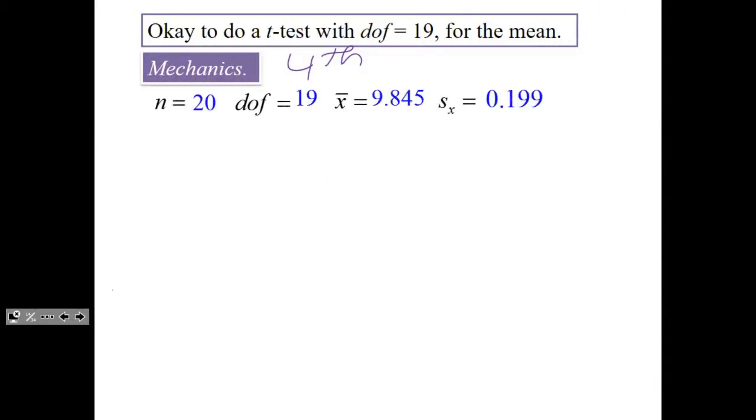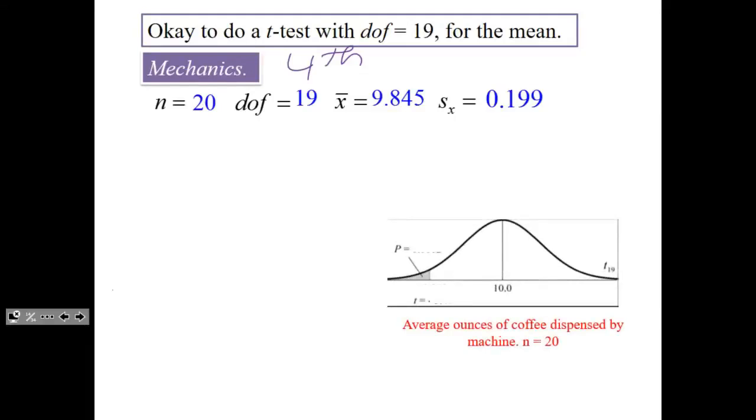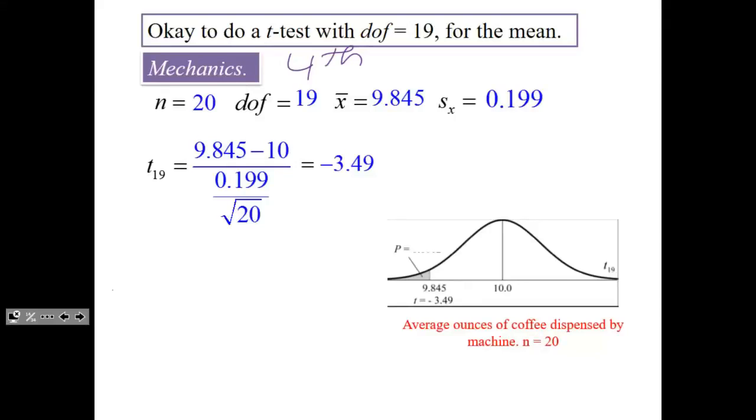So 1.99 for our sample standard deviation. And we know we're looking for this portion. Now, we're not sure where these values are yet, so let's find those. In order, we have to find our t-statistic, which is 9.845 minus our null hypothesis value of 10 divided by our standard error of the mean. So we get a t-statistic of negative 3.49. So we're down here. That's what we're looking for, that area of the graph or less. We find that. That's our p-value.